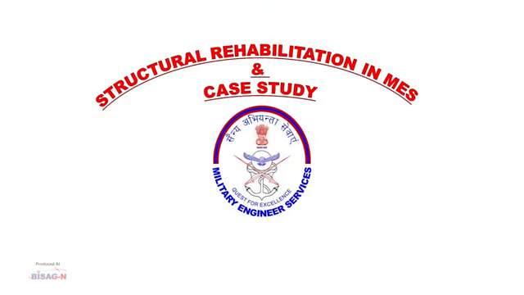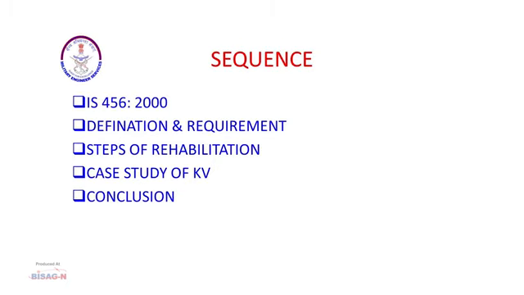The topic of today's technical session is structural rehabilitation in MES and a case study of KV school. This topic is very much relevant in MES because at most of the locations we see spalling of concrete in slabs, columns and RCC structures. So the sequence of this technical session will be the changes which are implemented in IS 456, definition and requirement of rehabilitation, steps of rehabilitation, case study of KV building and the conclusion.